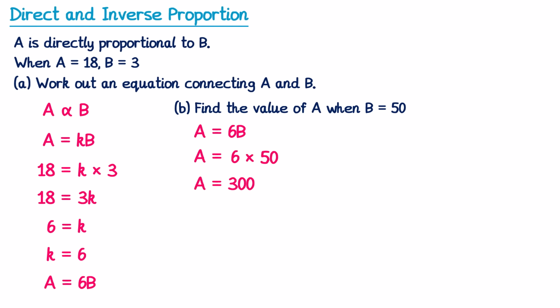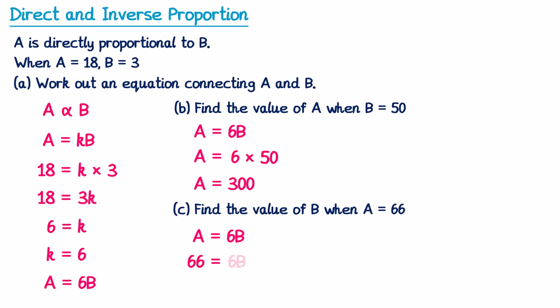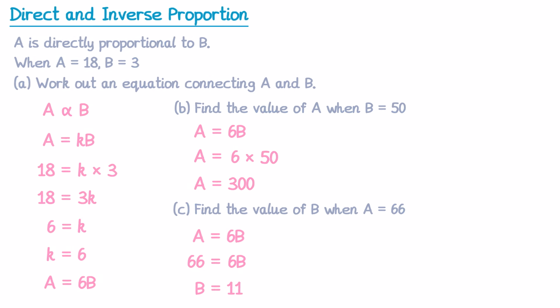Now they could do this the other way around as well, so they could ask you to find the value of B when they give you a value of A. For instance, find the value of B when A is 66. We take the same formula again, but we replace A with 66. So this time it's 66 equals 6 lots of B, and if you divide both sides by 6, you'll find that B is 11.